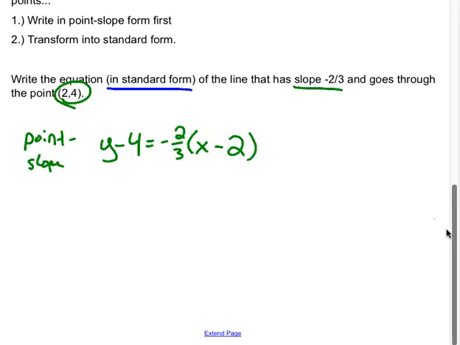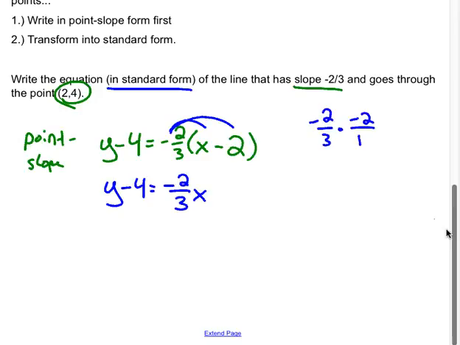Okay, so here, if I go to distribute that 2/3, now here, negative 2/3 times negative 2. Well, negative 2 is the same thing as 2 over 1. So that would just give us that.